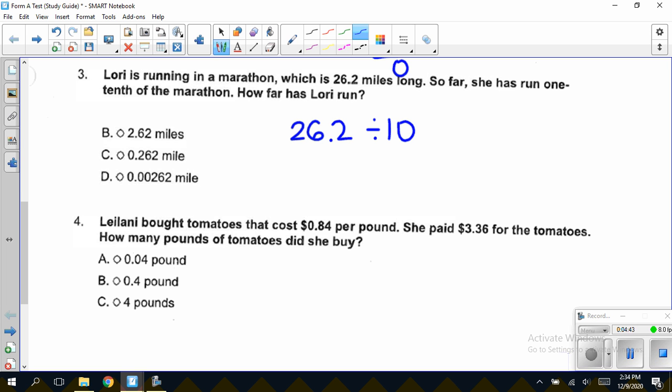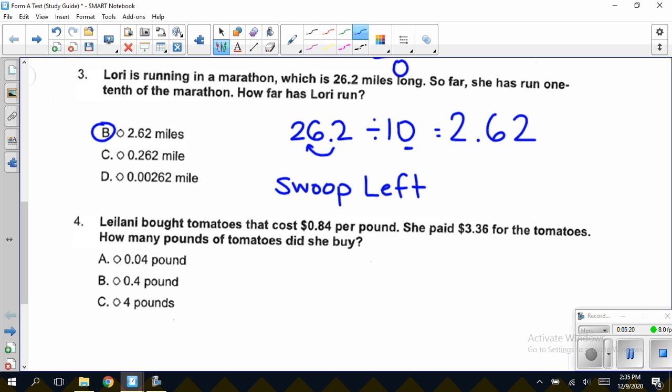So this is going back to lesson 1 from chapter 5. And anytime we have a power of 10 that we're dividing by, we know we have to swoop to the left. And we know the 0 in the power of 10 tells us how many swoops we have to go. So in 10 I have 1 0, so that's 1 swoop. It is from our decimal, so swooping once to the left does place my decimal now in between the 2 and the 6. So 2 and 62 hundredths miles is our answer.